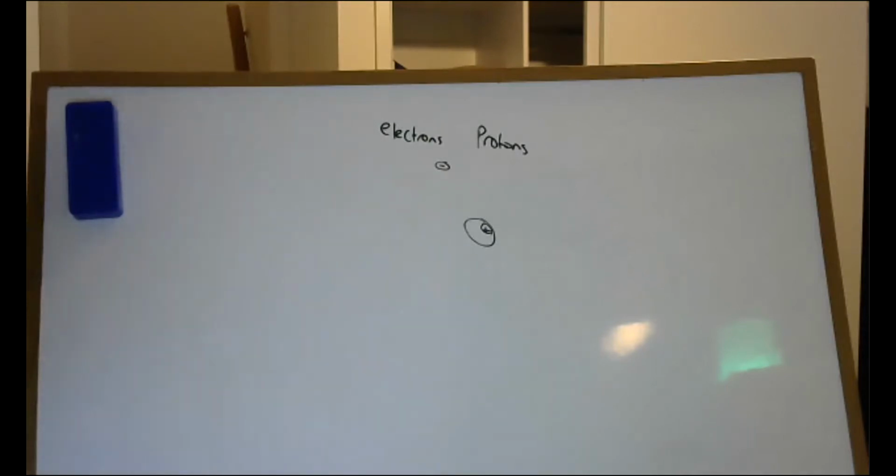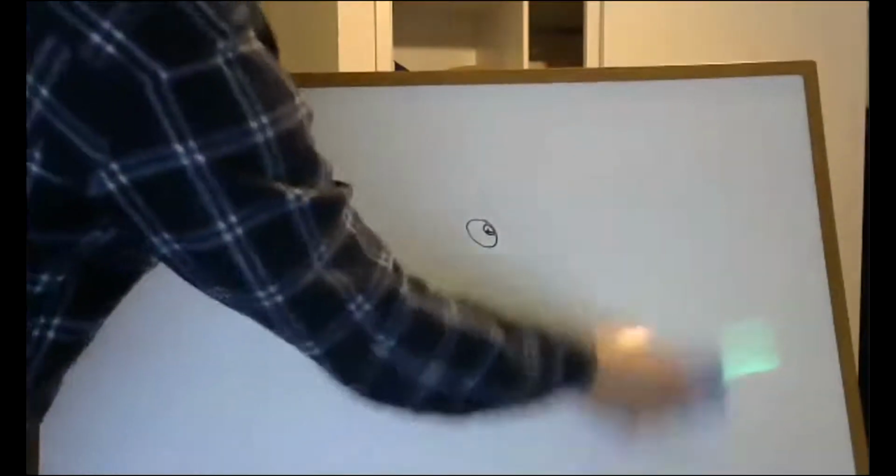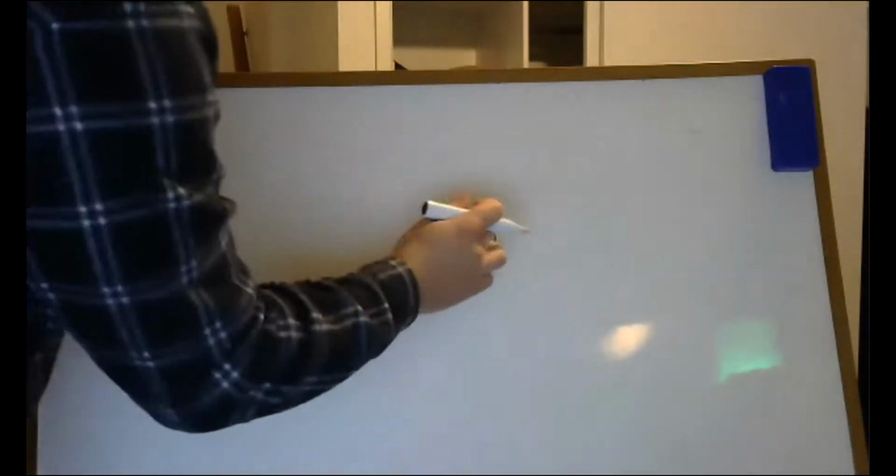So, Bohr's model, B-O-H-R. Electrons are like Shrek, they're layered, they have layers. Or an onion. So we have the nucleus in the middle. And at this point, we still don't know about the neutrons. We still only know about protons.